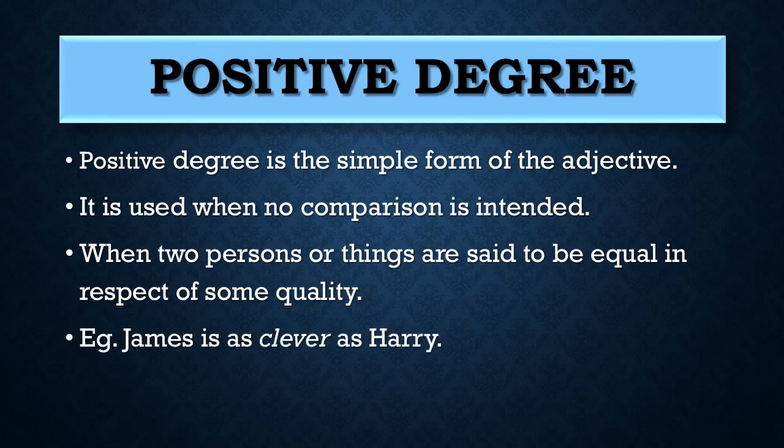Example, James is as clever as Harry. Here, James and Harry are equal with respect to the quality of cleverness. So here, clever is the adjective which is in positive degree.